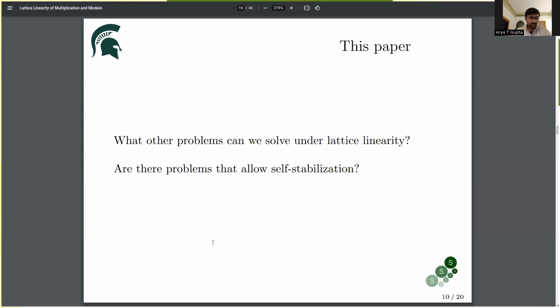In this paper, we consider the following questions. What other problems can be solved under lattice linearity? Are there problems that allow self-stabilization?